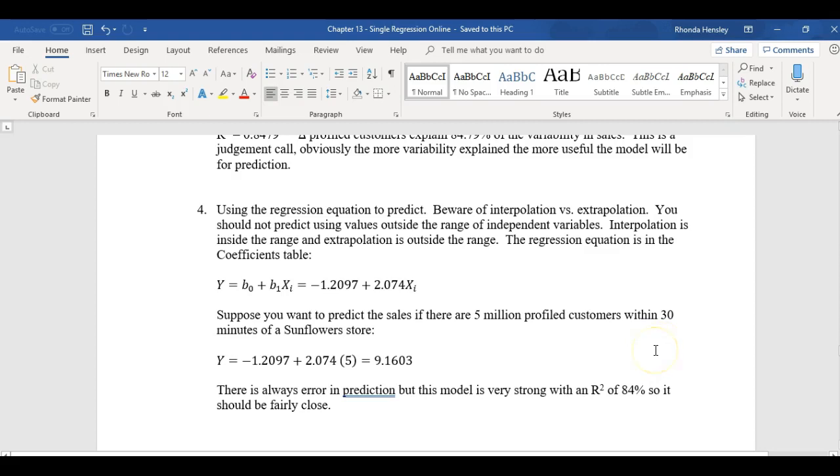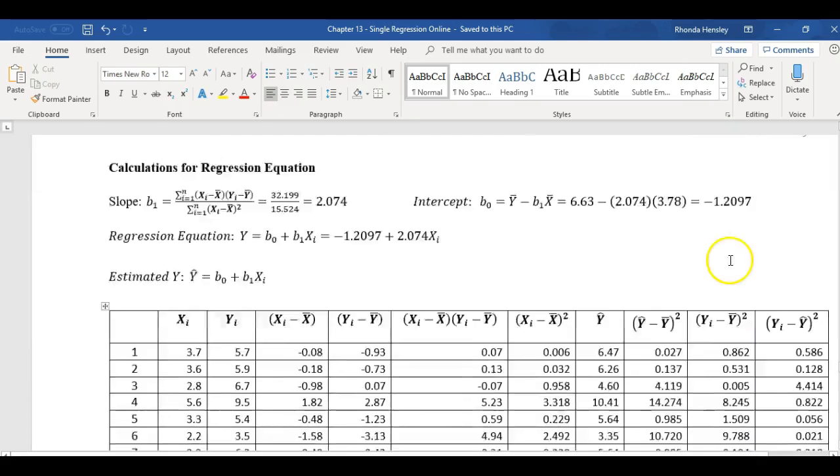Also, be very careful. There's always error in linear regression models. So when you use them for prediction, you should not expect to have sales of exactly $9.16 million. You've got a pretty strong R square, so it should be fairly close, but it's not going to be exact. And that really is the rest of it.